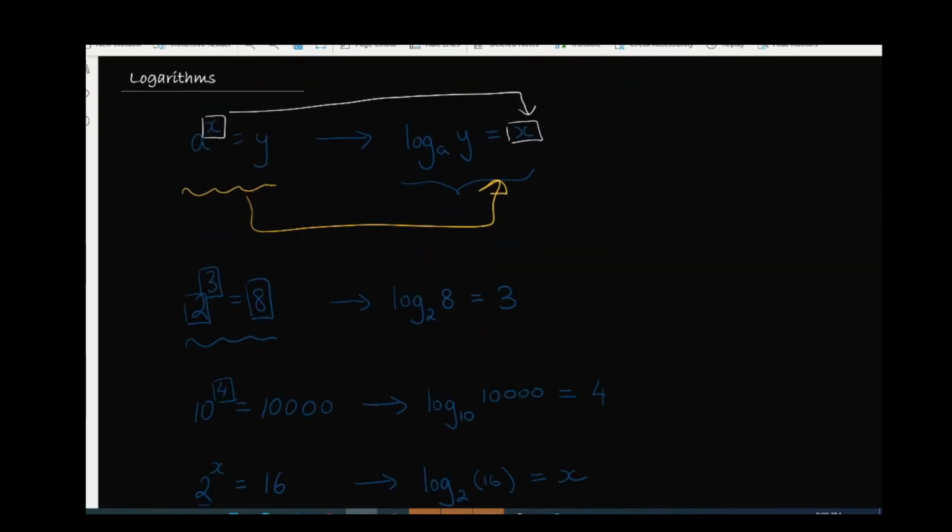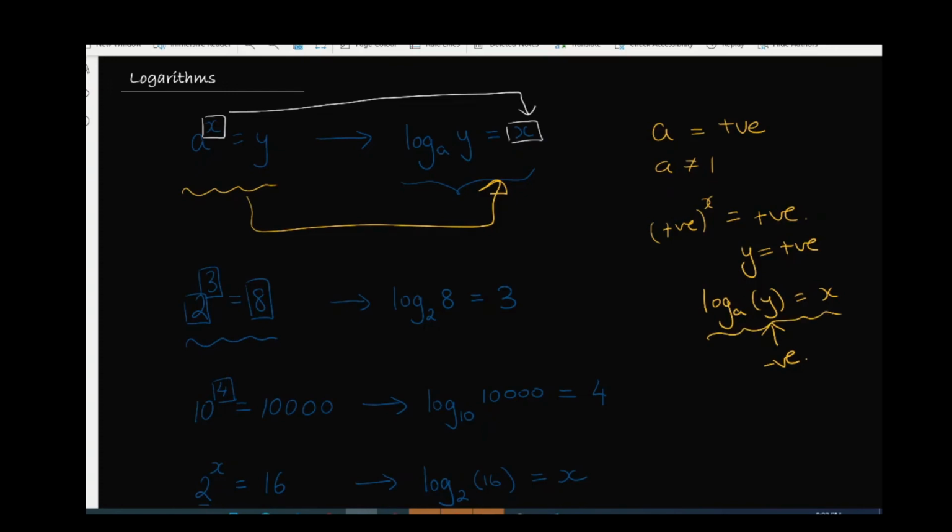Now, just to recap, this only works for a being a positive number and when a doesn't equal 1. And because a is positive, a positive number to the power of any number will always give you another positive number. So that means y is always positive. And because of that, you can only do logs of a positive number. If your y is negative, this will give you an error when you try and work it out.